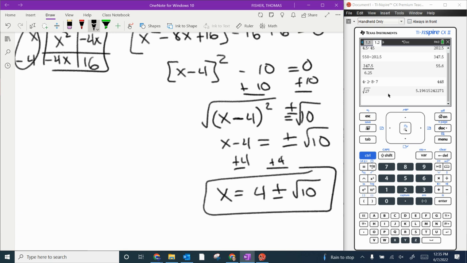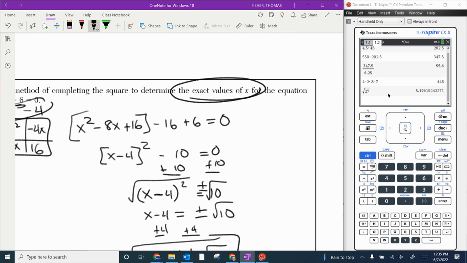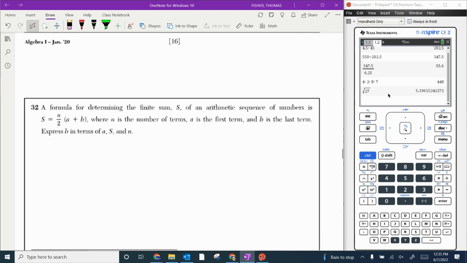If you wanted decimals, you could type that in, do 4 plus square root of 10, 4 minus square root of 10, and you get two decimals there. But it says exact values. So that means square root form. Means don't type it in, don't estimate it, don't give it a decimal.